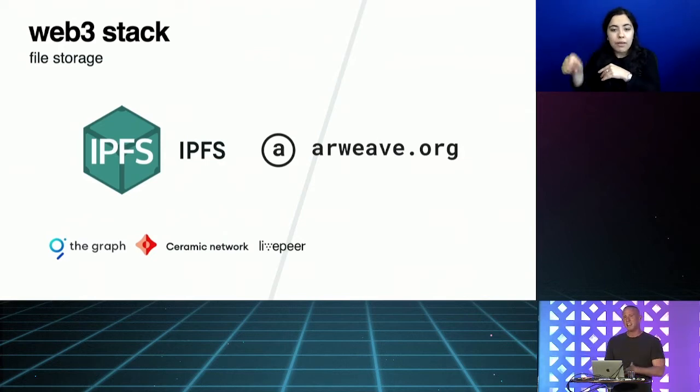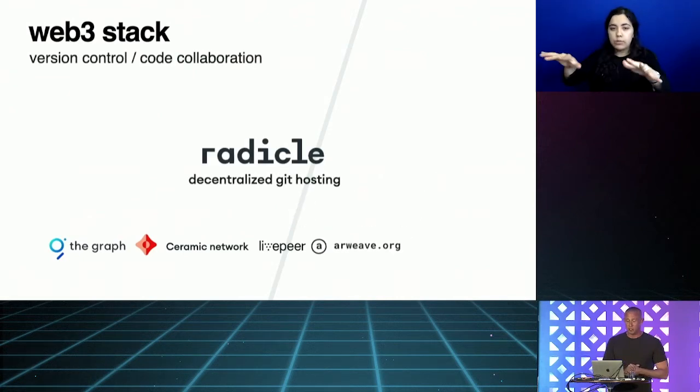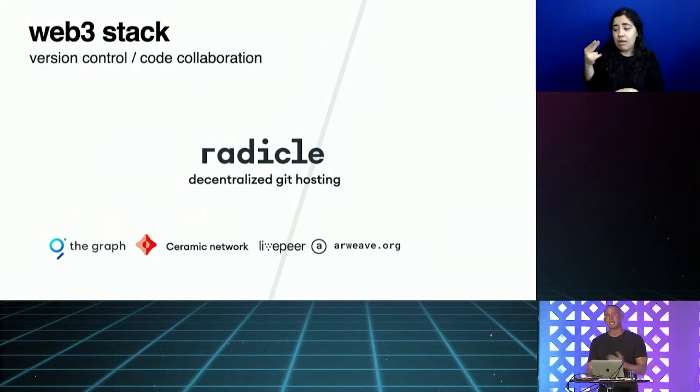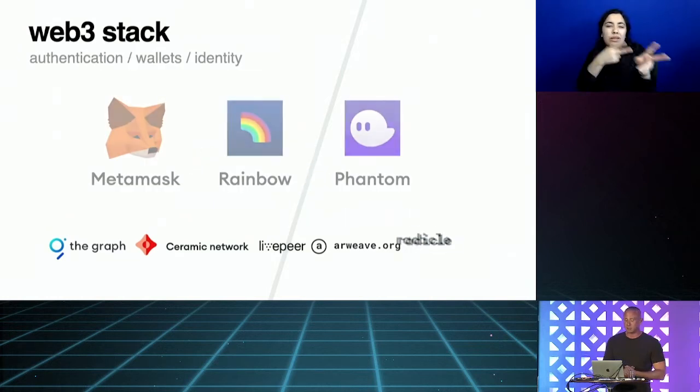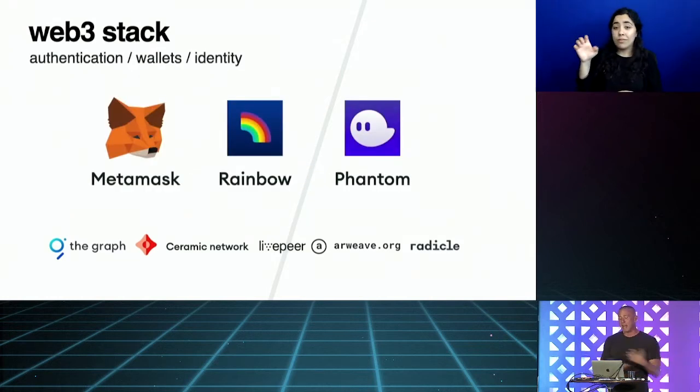You could use something like Arweave, and you're starting to see things like Vercel or whatever be built on top of these decentralized protocols that kind of offer that type of functionality, which is really interesting to see. Radical is a decentralized Git hosting protocol. So if you've used something like GitHub, it's a hosted version of Git. Git itself is decentralized, but most of us use a hosted version of it. Radical is a decentralized Git hosting protocol.